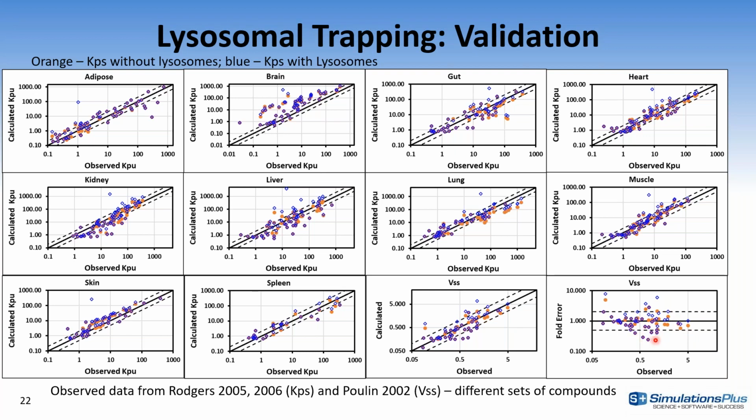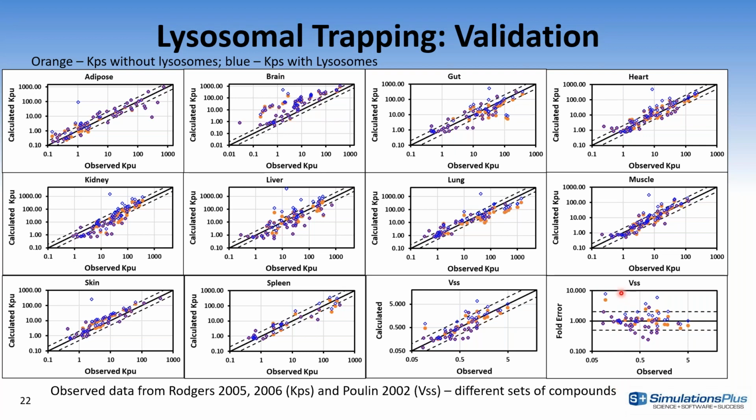For those, it usually moved the prediction closer. There are still some outliers. These were acid compounds, and we need to figure out what is causing them to have a higher volume of distribution than what we are predicting. Some of these compounds where it was already bad and it actually got worse are related more to moderate bases, and a lot of it is going to be dependent on parameterization of the blood to plasma ratio.